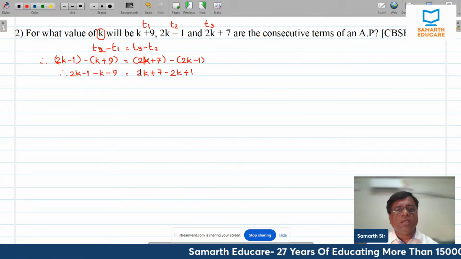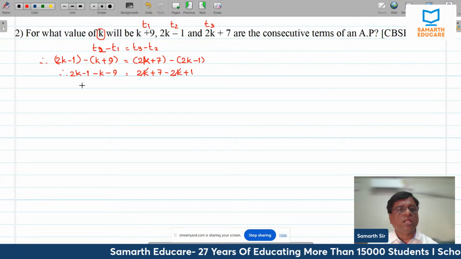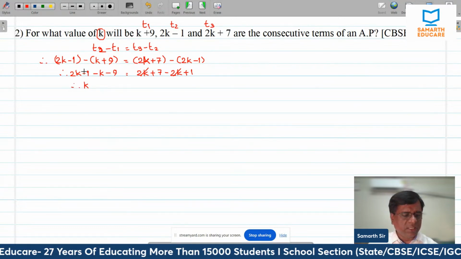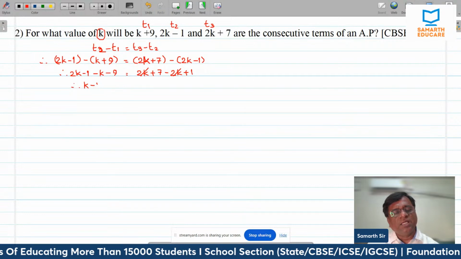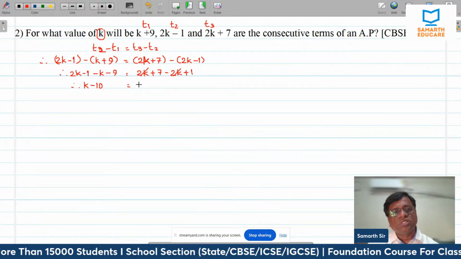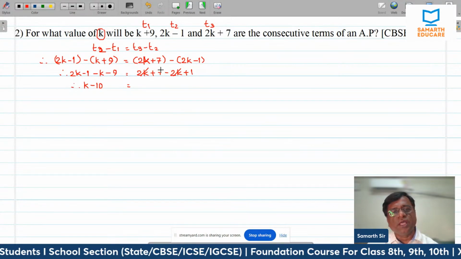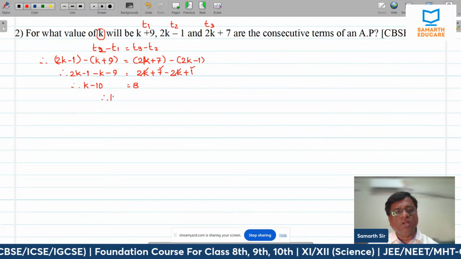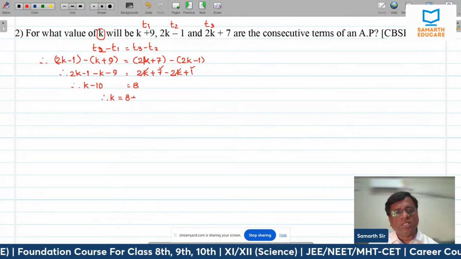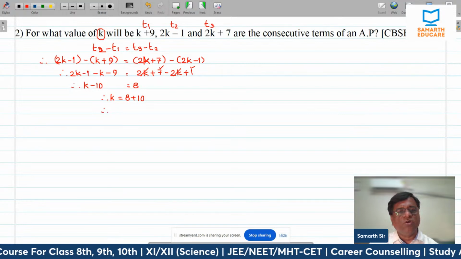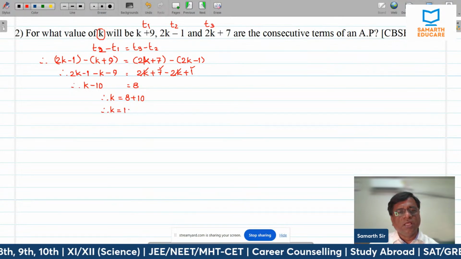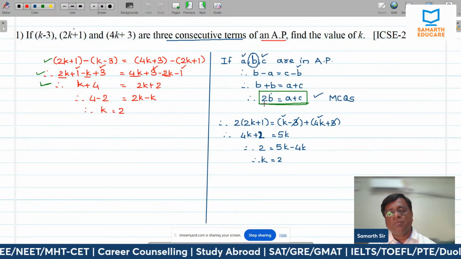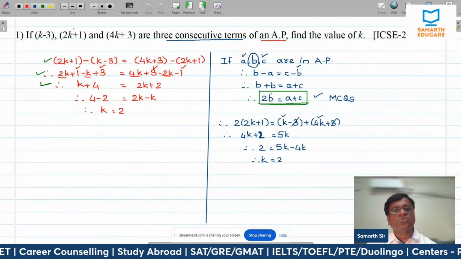Now 2k and minus 2k get cancelled on the right hand side. We have 2k minus k is k, minus 10 is equal to 7 plus 1, that is 8. Hence the value of k is 8 plus 10, that means the value of k is 18. Again, same problem, if it comes in an MCQ, you can use this method: double the middle term is equal to the sum of the two extremes.